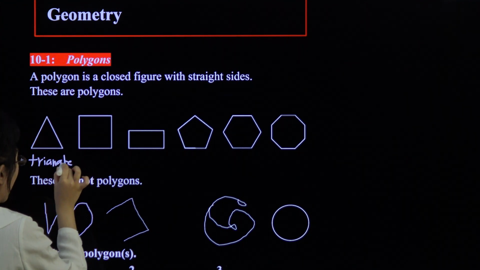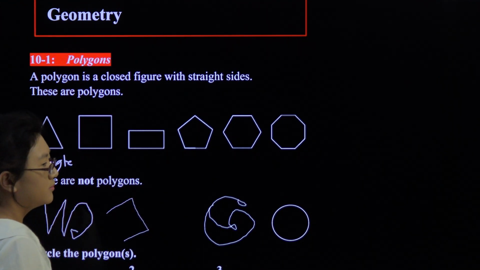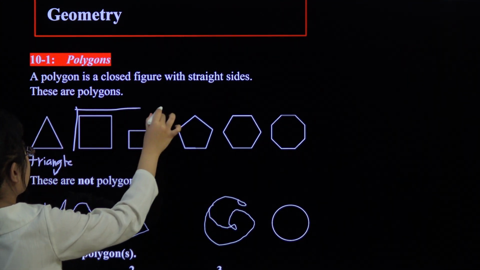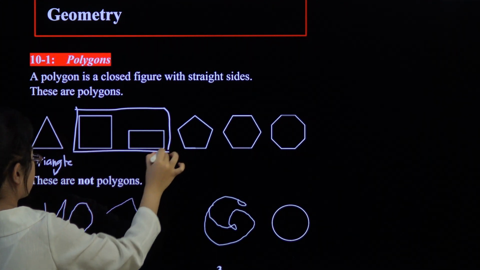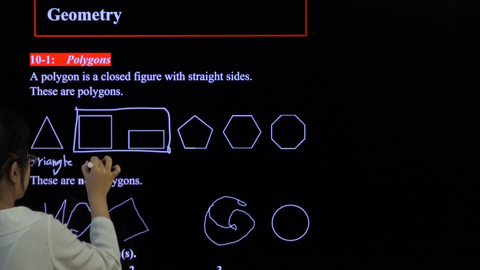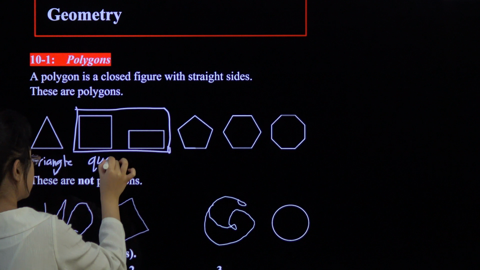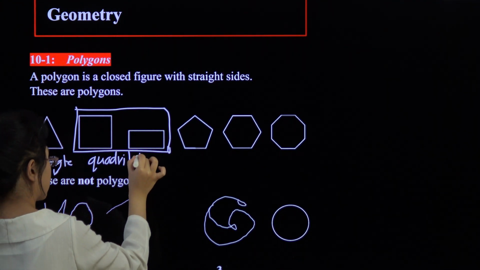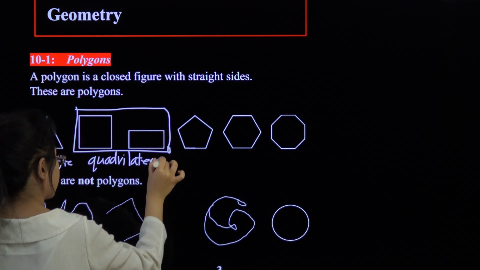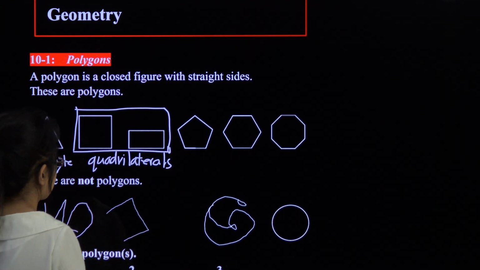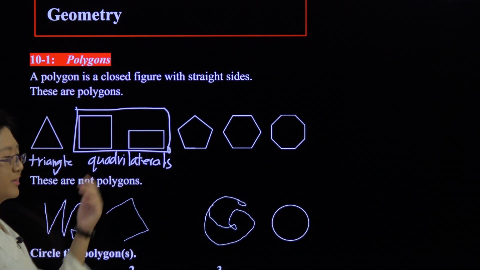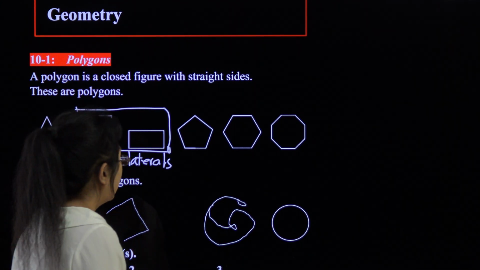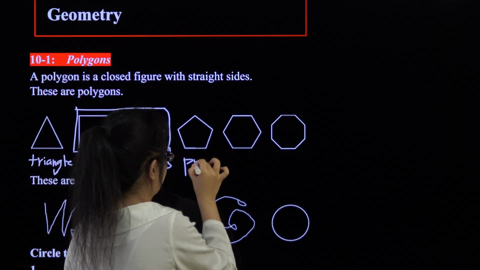And then there's the square and the rectangle. The family of polygons that have four sides are called the quadrilaterals. Think of lateral as line and quad as four, so four lines connected together. Then it goes on to pentagon.